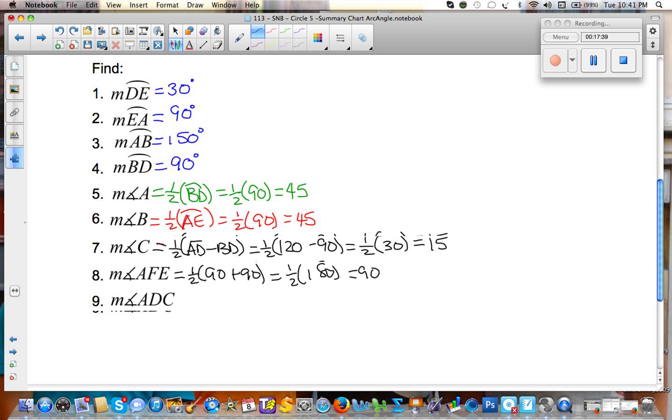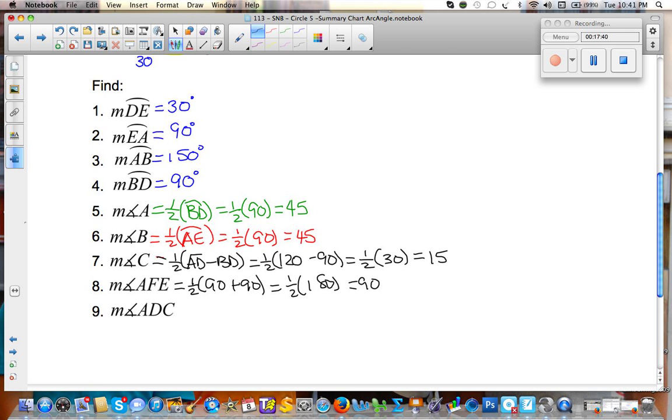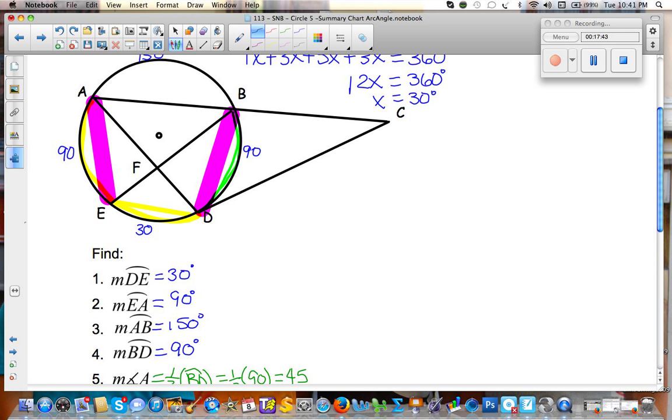And last but not least, we need to find the measure of angle ADC. So that is an angle formed by a tangent and a chord. So now let's see what color I haven't used. Let's go with blue. So we need to take half the intercepted arc. Half the intercepted arc. This one's coming out a little better, I think, of that blue one.